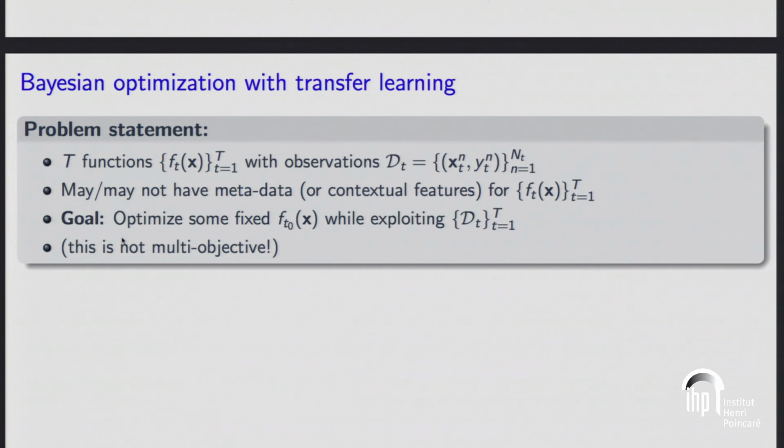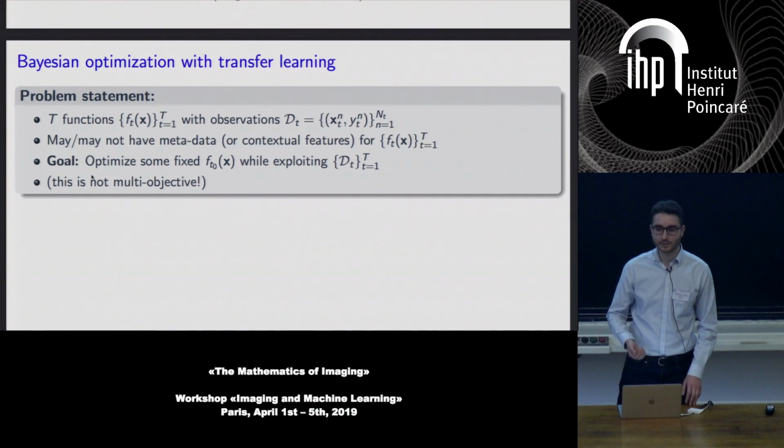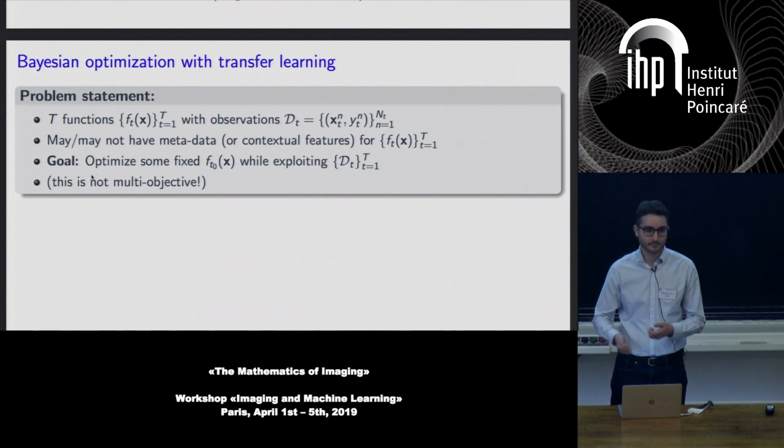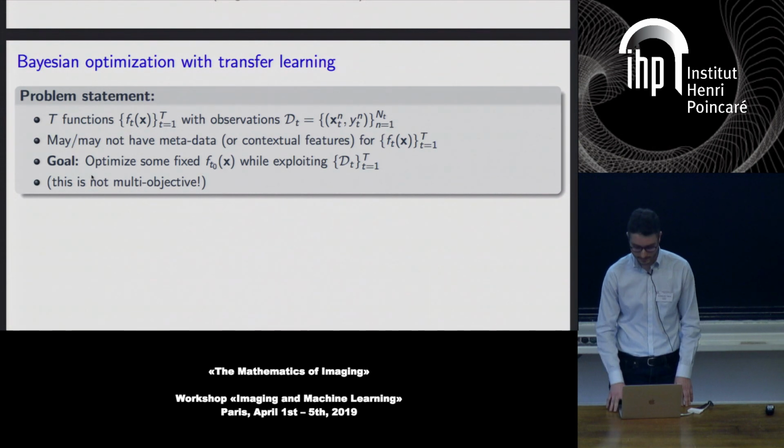Again, we may or may not have metadata associated to these datasets, and we want to optimize a given function f_t0, so just one of those, but exploiting everything we learned about similar related tasks, similar related functions. Note that this is not a multi-objective problem in that we are only interested in one function at a time, but we are interested in doing this by leveraging what we learned about similar functions in the past. We do not want to optimize several metrics together at the same time.